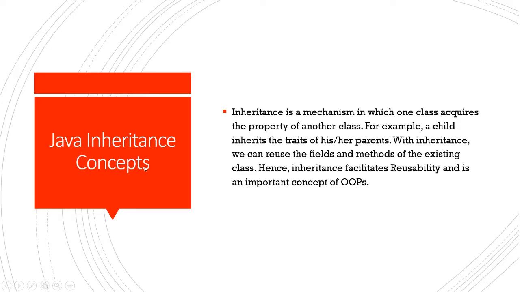The Java inheritance concept is a mechanism in which one class acquires the properties of another class. For example, a child inherits the traits of his or her parents. With inheritance, we can reuse the fields and the methods of the existing class. Hence, inheritance facilitates reusability and is an important concept of OOP.